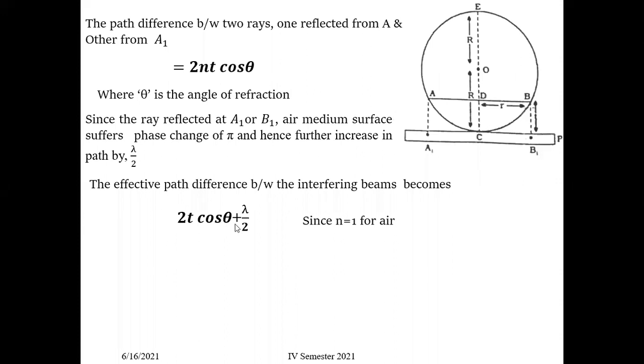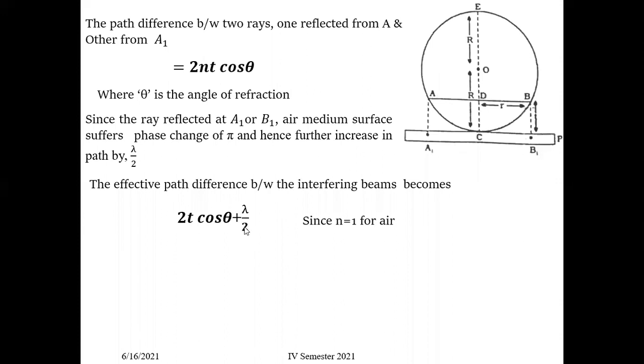2t cos theta plus lambda by 2. This is the effective path difference between the light ray reflected from the lower surface of the plane glass and the one reflected from the upper surface of the plane glass plate. Those two reflected light waves superpose. What is the path difference between those two interfering beams? That is 2t cos theta plus lambda by 2.